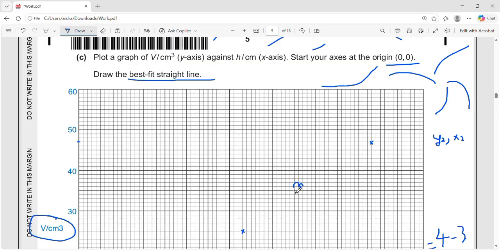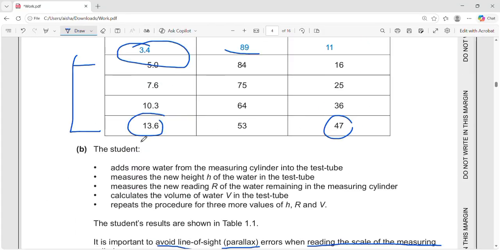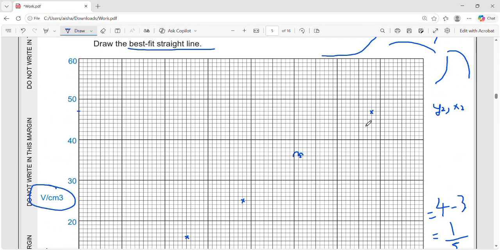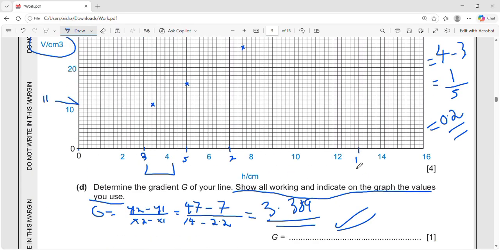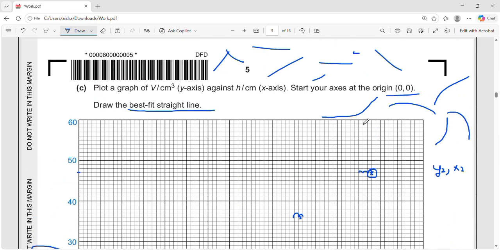And then finally we have 13.6 and 47, the highest ones. So 45 is over here, so 46, 47, and then 13 is over here, so 13.2, 13.4, 13.6, and that's the last point. Now it's a best fit line, so you start from here.